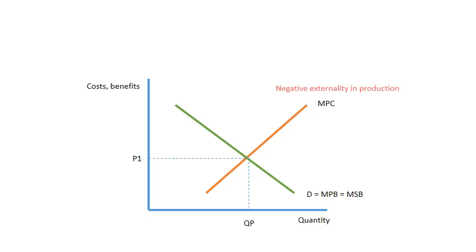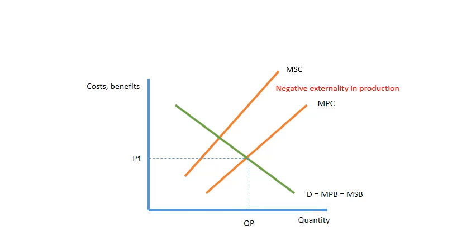However, if there were a negative externality in production, what that would mean is that the marginal social cost is higher than the marginal private cost. Our socially optimum level of production is where marginal social costs equal marginal social benefits. There can't be any change away from there that actually increases welfare. That's our socially optimum level.